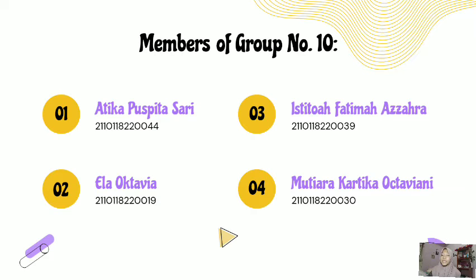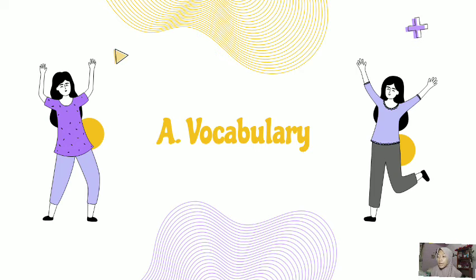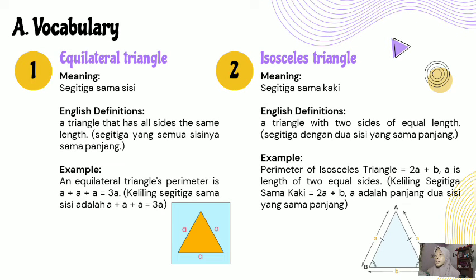Here I will present about meeting 11. The first material is vocabulary. Number 1, equilateral triangle. Meaning is segitiga sama sisi. English definition: a triangle that has all sides the same length. Example: an equilateral triangle's perimeter is A plus A plus A equals 3A.